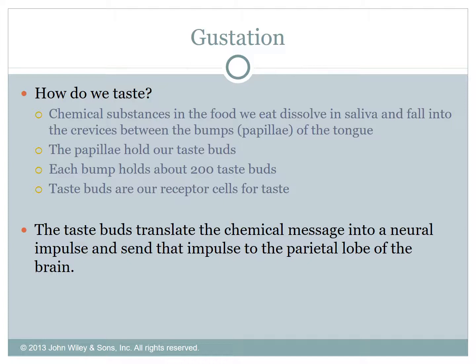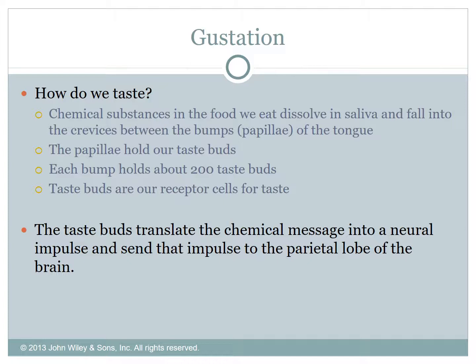Gustation is the other chemical sense, and usually detects these chemicals that are dissolved in saliva or occasionally in other fluids. These chemicals fall between the bumps of your tongue. These are called the papillae. You were probably taught that these were your taste buds, but that's actually not the case. Each papilla holds about 200 taste buds, and they're actually tiny cell-sized pits on each of those bumps. The bumps increase the amount of surface area on your tongue so that you can have more taste buds.